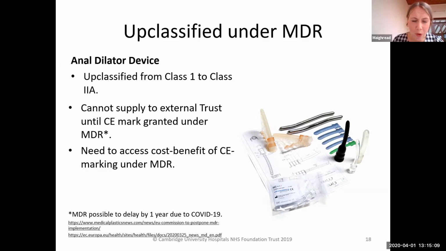We are now looking at whether or not it is economically sensible for us to reissue the CE mark under the MDR, as that piece of work will cost our team quite a lot. We then have to look at the cost benefit of doing that and then being able to supply it to other trusts, whether or not it's worthwhile. And I'll just make a note here, if anyone's interested, that the MDR is possibly going to be delayed by 1 year. So I've included some links to that.